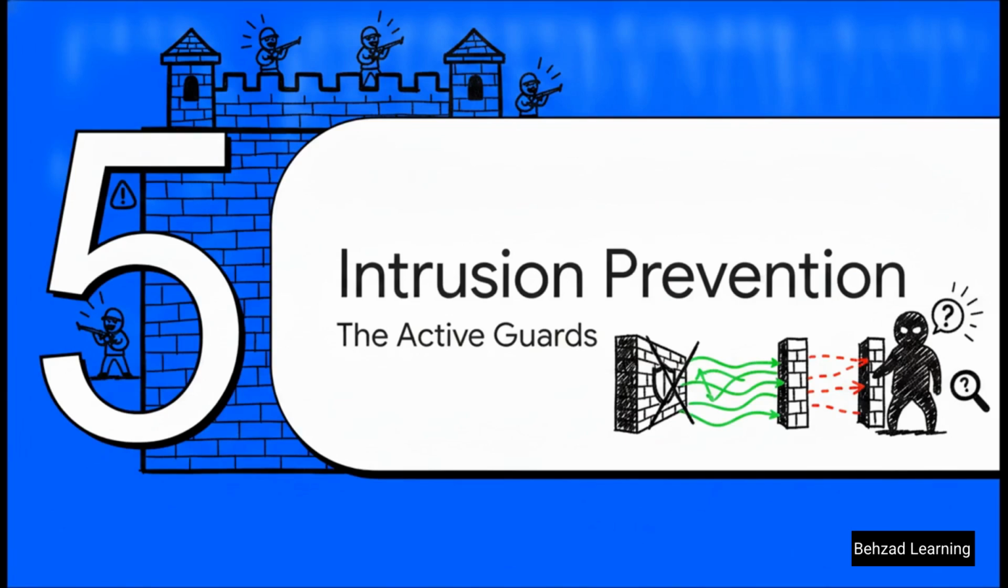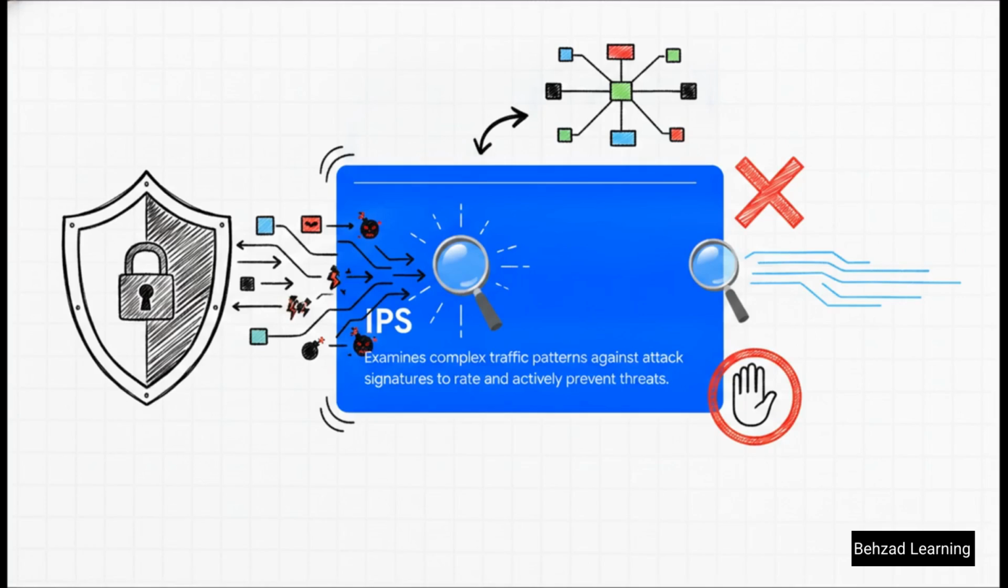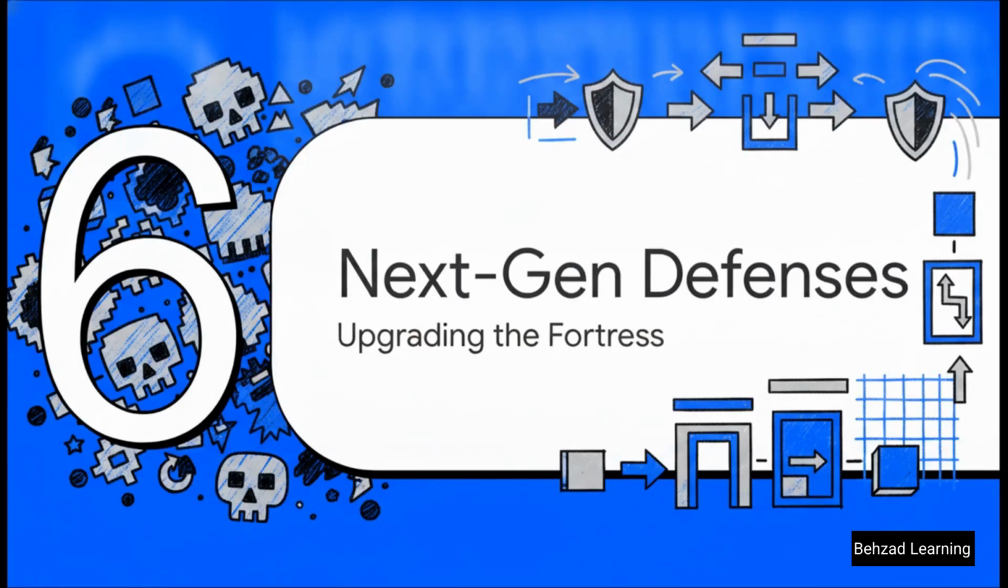Section 5. Intrusion Prevention Systems. The Active Guards. Here's the thing, though. Walls alone just aren't enough. If a threat disguises itself as normal, permitted traffic, your firewall is going to wave it right through. That is exactly why an intrusion prevention system, or IPS, is an absolute must-have. While the firewall is checking basic rules like IP addresses and ports, an IPS is inspecting the actual behavior of the traffic. It's comparing complex patterns against this massive, constantly updated database of known attack signatures. If it spots a nasty exploit hiding inside seemingly innocent web traffic, the IPS actively jumps in and kills the threat in real time.